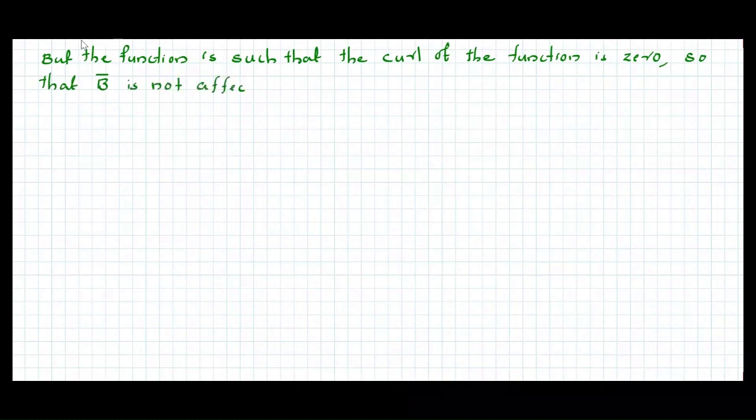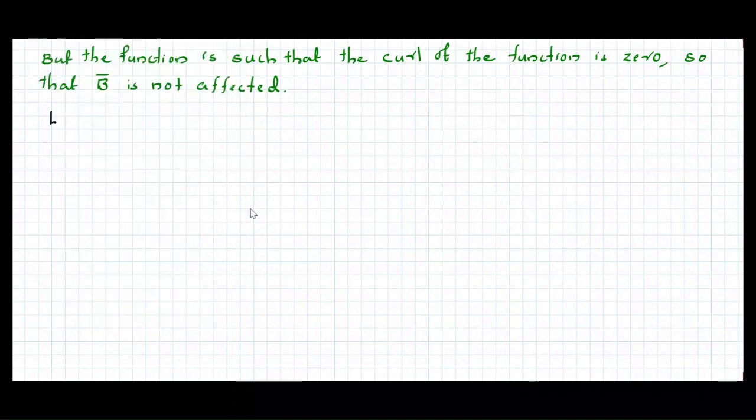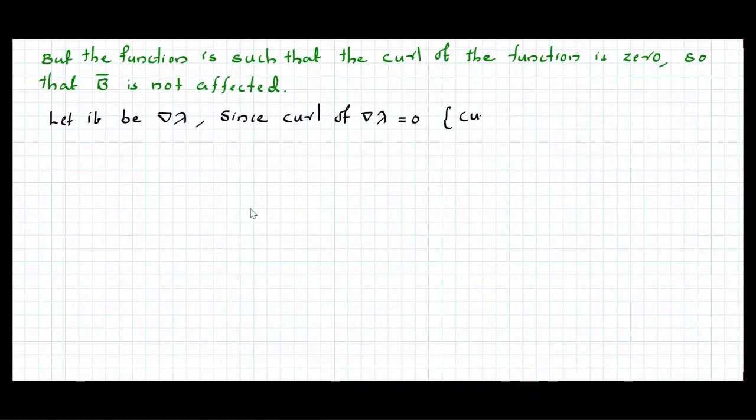But the function is selected in such a way that its curl is 0. Why? Because the magnetic field should not be affected by adding some function to the original vector potential. The function is selected such that the curl of the function is 0, so the magnetic field B is not affected. Now let it be del lambda. We are adding del lambda to the original vector potential.